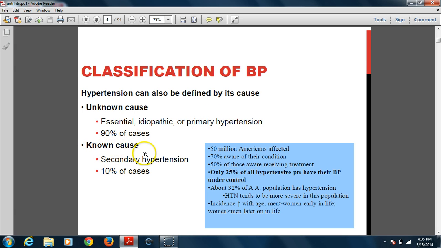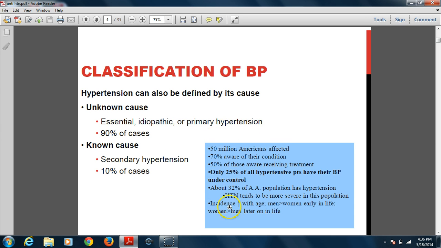A known cause would be secondary hypertension, and that's only about 10% of our cases. That might be something like an obstructed artery to the kidney that may cause us to have high blood pressure. Usually with these secondary hypertension cases we can fix or do something about the source of the hypertension, and then the hypertension will resolve. But with most cases, by far and away, we consider it primary hypertension or idiopathic hypertension.